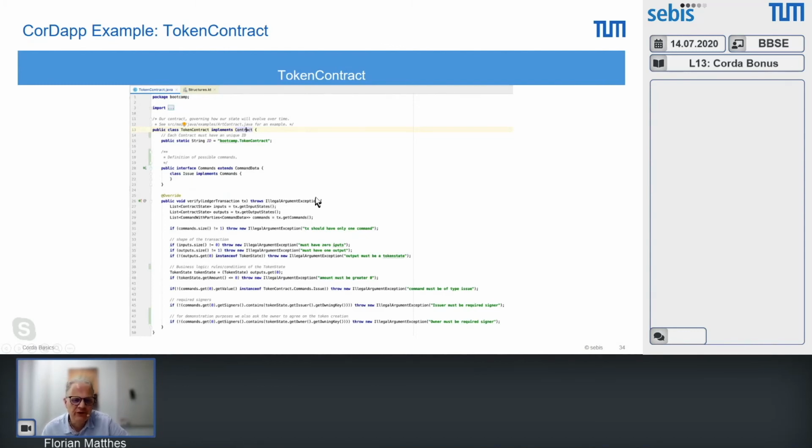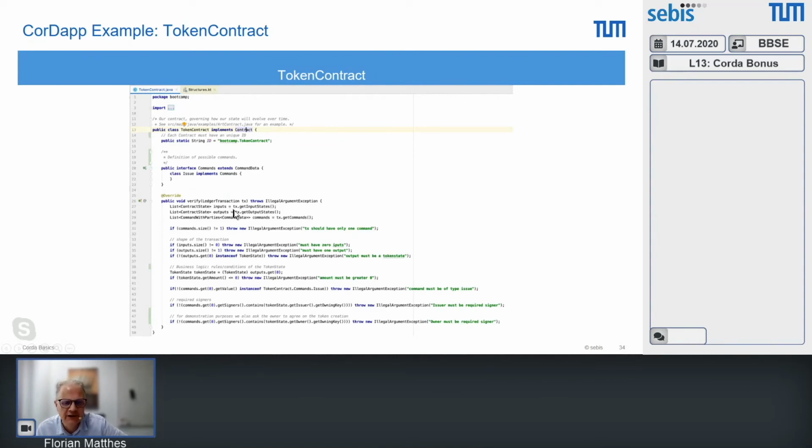So what we now have is this transaction object. A transaction is not a piece of code; it's an object, and this object has a list of inputs, like we have seen with Bitcoin, and I showed you in the example. So we now get the input states, which would be a list of contract states.